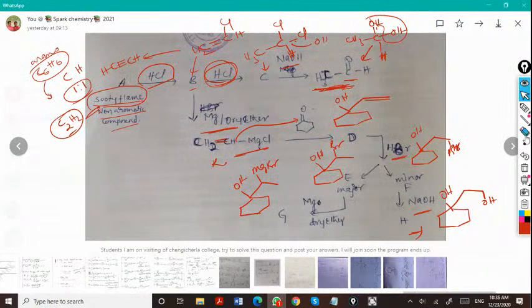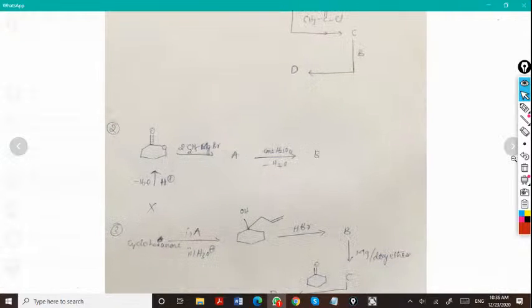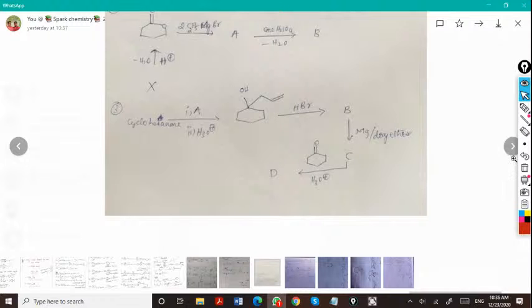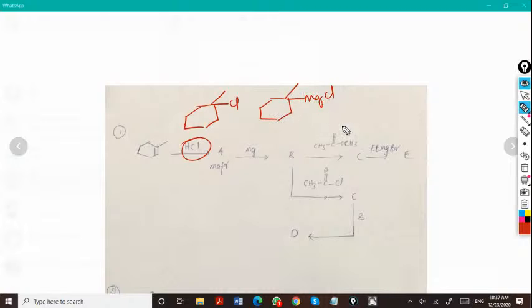Next, this is the second question. HCl addition can give major and minor products, so this is the major. On treatment with magnesium in dry ether, it is going to give the Grignard, magnesium chloride. Magnesium chloride attacking an ester is going to give a ketone. I expect you have done this, so I am just revealing the answers. If you have not tried at all, you need to practice again and watch this video again.